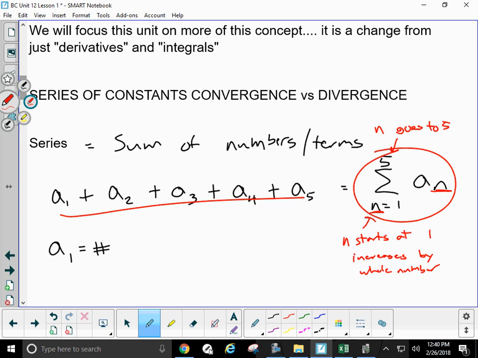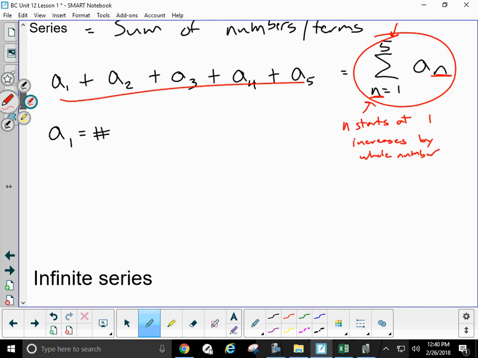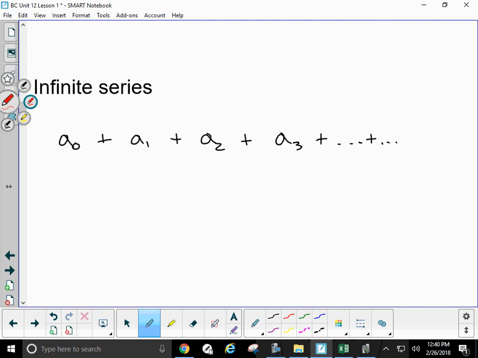Now, all finite series will have convergent sums. It's just going to be a finite sum. 5 numbers added together will just equal a number. But that's not what we're going to deal with. We're going to deal with these infinite series, where the terms go on forever and ever, and we're adding them together. And we are going to figure out whether these infinite sums will converge to a specific number or just diverge towards infinity or towards just not a specific number.